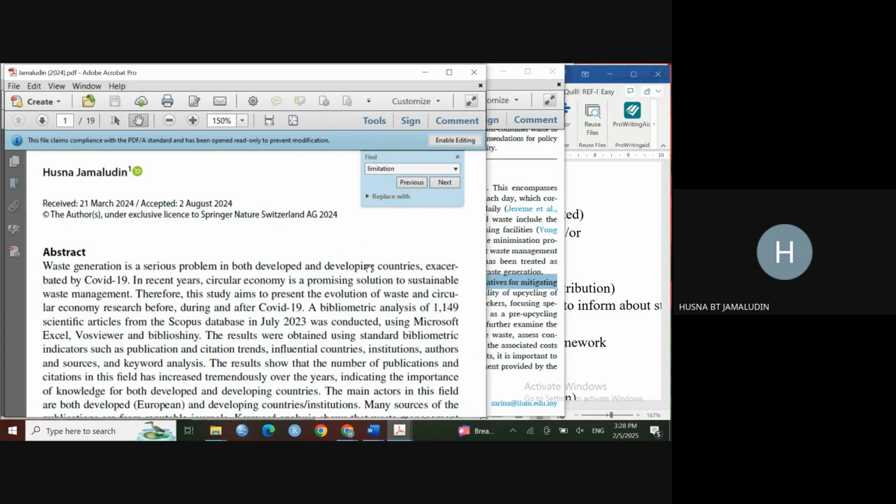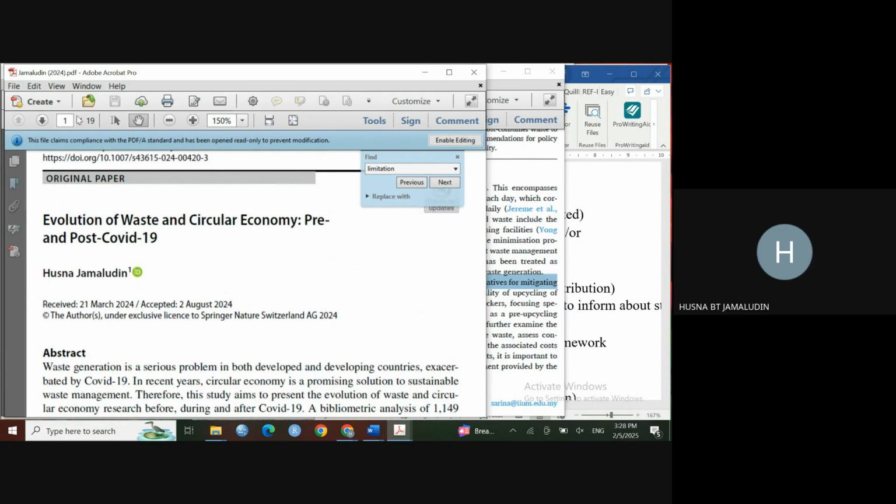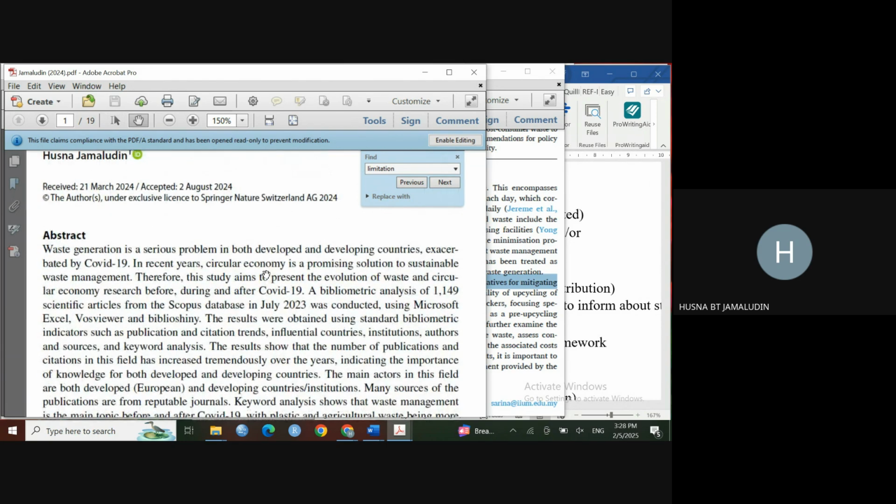To recall your name, Najat. Najat is doing bibliometric. Okay. Even though it is a different type of research paper, you still have to show the problem. What is the topic? My topic is evolutions of waste and circular economy. I want to see pre and post COVID. Still, you have to mention the problem.